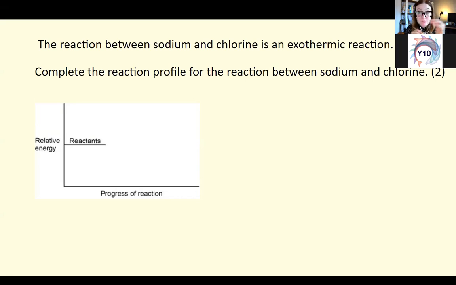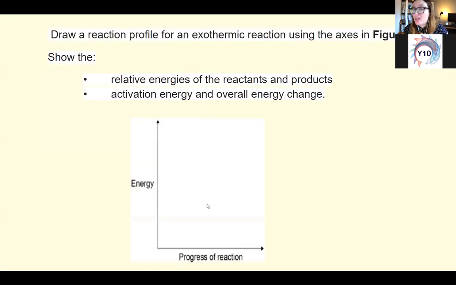Now here, they give you a line for reactants. Now, if it's an exothermic reaction, the products are going to be lower. And then you need to think about how you draw the line. And I'm going to show you in just a second, but I wanted to show you another question, which is actually a little bit less kind than the first one. And this is the one we're going to look at together.